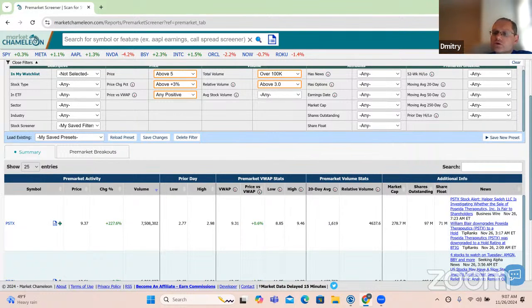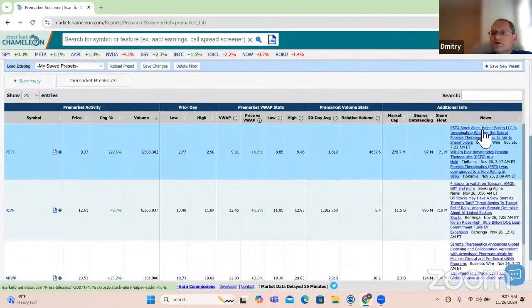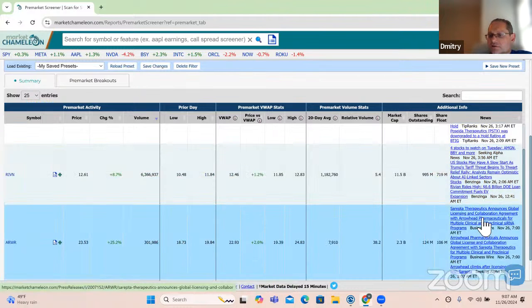And here we could also see that a lot of them have news on them. So you could read the headlines here, and if you click on it, it'll take you to that article that we detected. Okay.